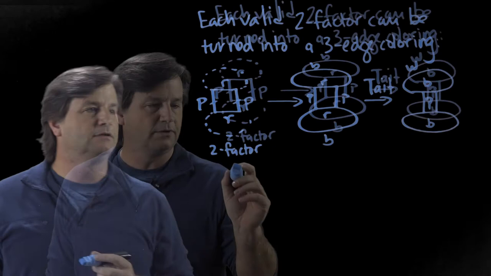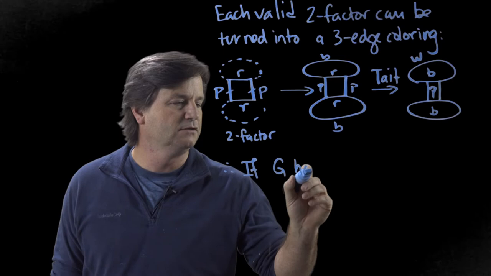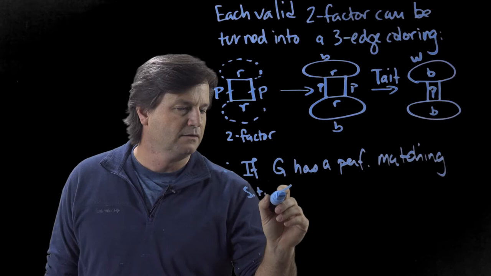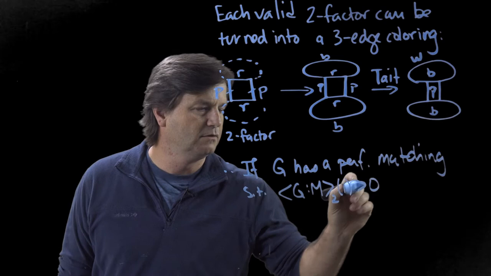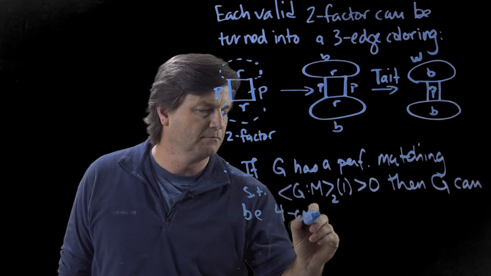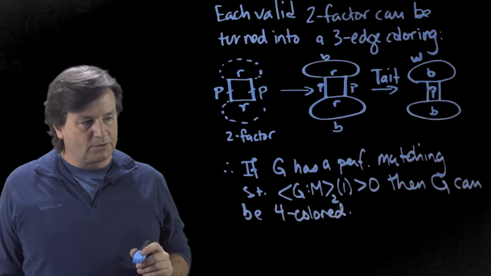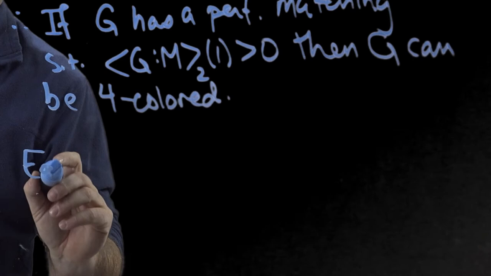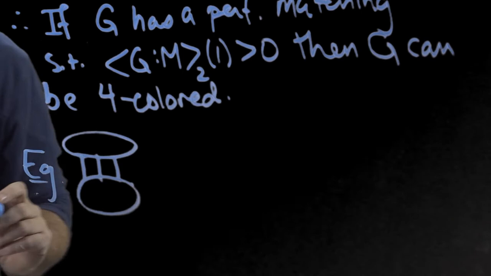So if G has a perfect matching such that the two-factor count of G with that perfect matching is greater than 0, then G can be four-colored. Pretty cool. And it's okay if your perfect matching, like we were looking at the perfect matching here with the 3, and that was an odd perfect matching, right?